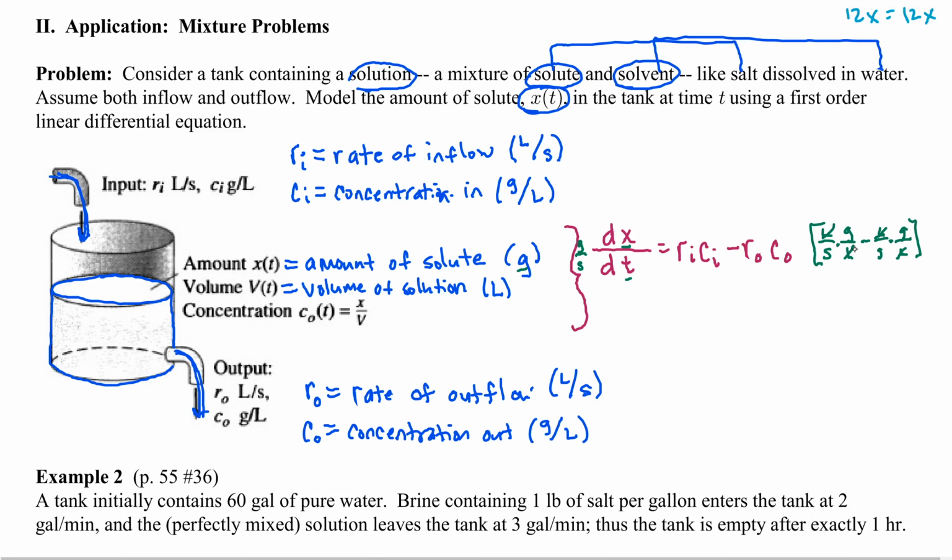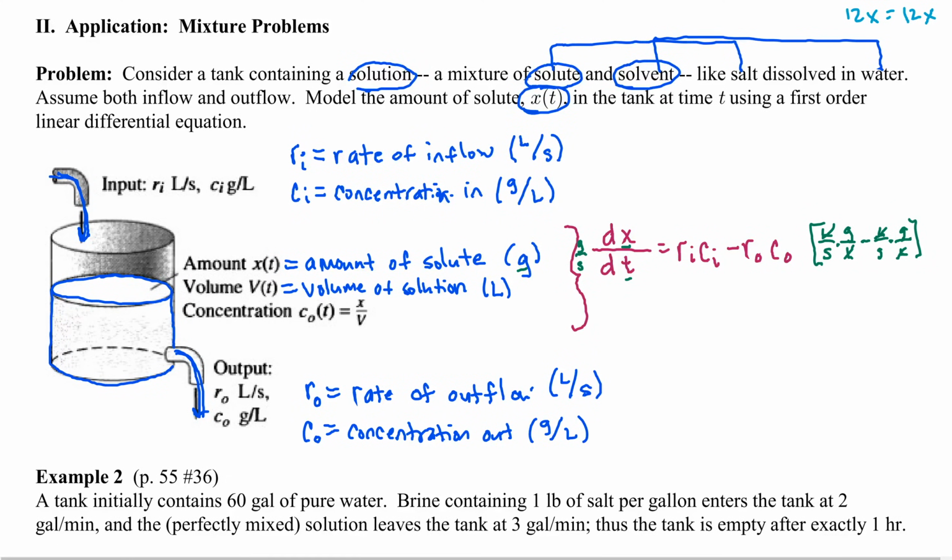Now, this particular model was named by a former student that I had, Lily. She works in the Outreach Center. You might know her. She calls this the Ricci-Rocco model. That's a great way to memorize this. Ricci-Rocco. Rate in, concentration in, minus rate out, concentration out.